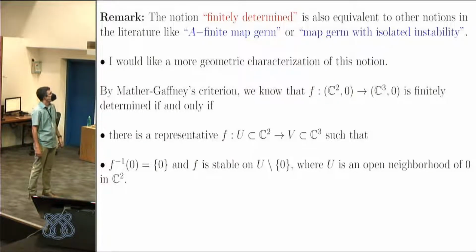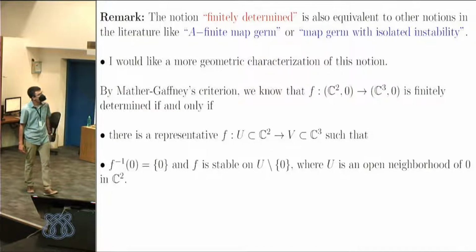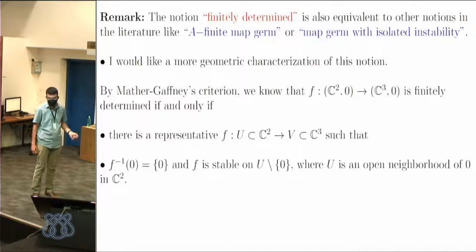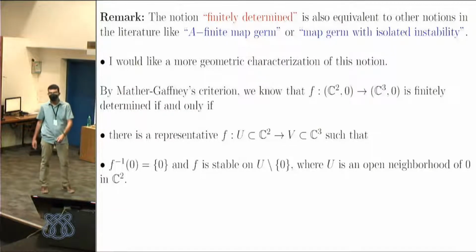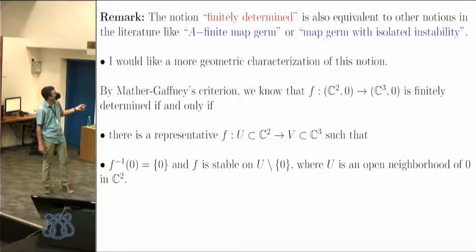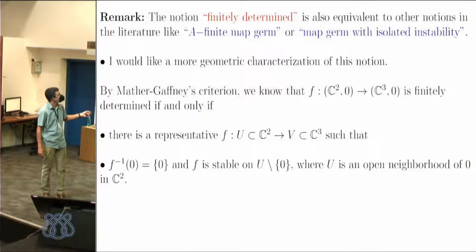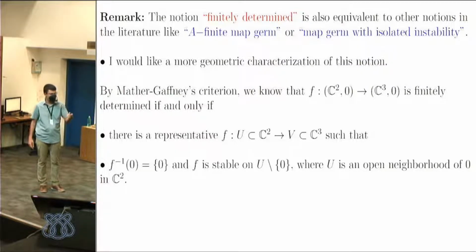Okay, so the Mather-Gaffney criterion, in this case, says that f is finitely determinate if and only if there is a representative, where U is a neighborhood of 0 in C2, and V is a neighborhood of 0 in C3, here in C2, here in C3, so that when you consider the preimage of the origin, it's only a point, it's the origin itself, and f is stable outside the origin.